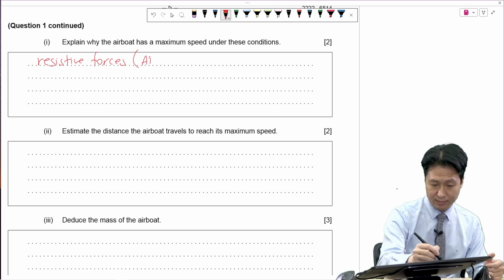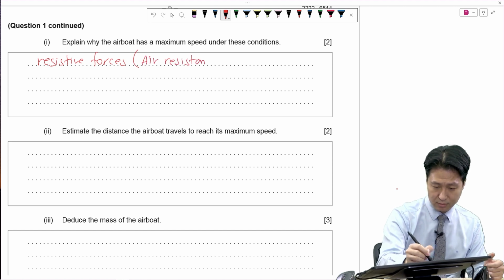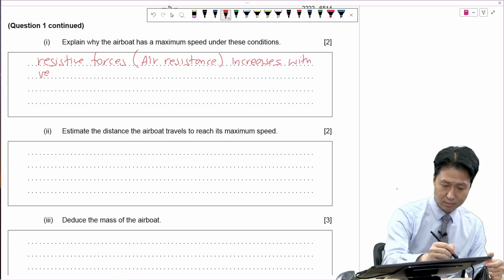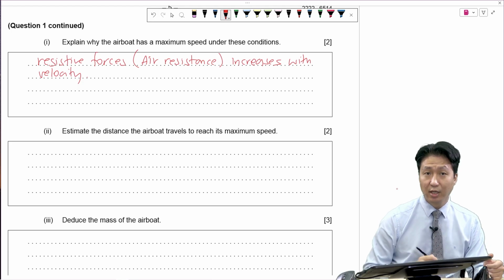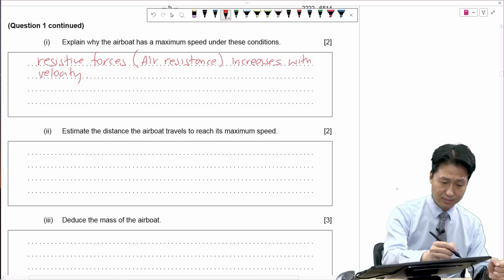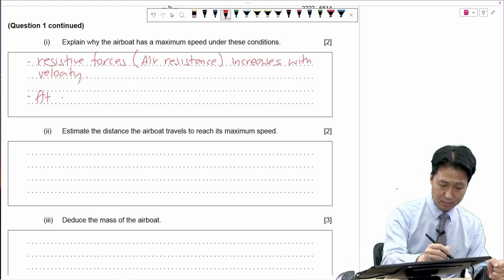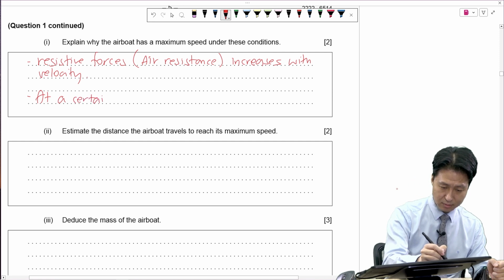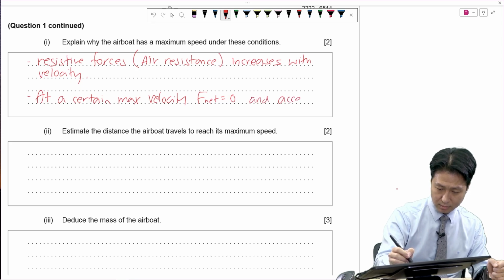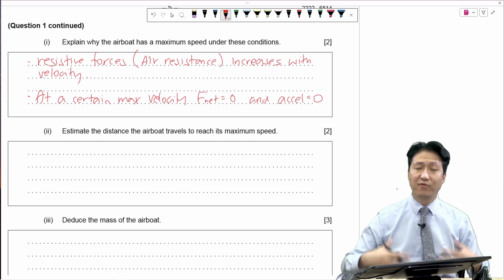Which you can call air resistance. It increases with velocity, which means at a certain velocity, the net force will be 0 and the acceleration will be 0. And this means it cannot move faster than this maximum velocity.